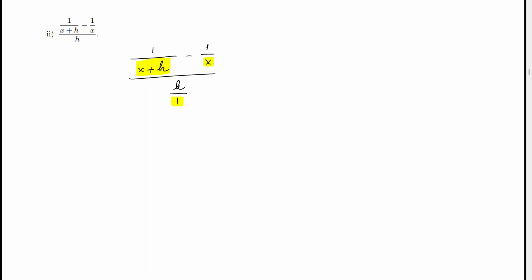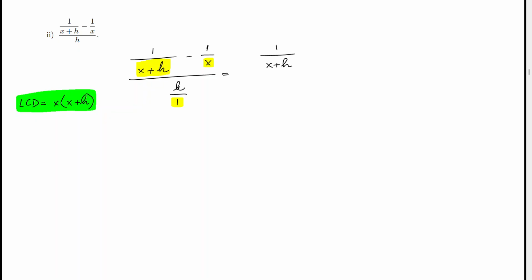What's the LCD for all those? So the LCD for all those will consist of 1 and x plus h, which is just x times x plus h when you multiply it all together. So we're going to take this LCD that we just wrote, and we will need to multiply every fraction in the problem, every term in the problem, with this LCD. So in other terms, the first fraction, 1 over x plus h, will have next to it an x times x plus h.